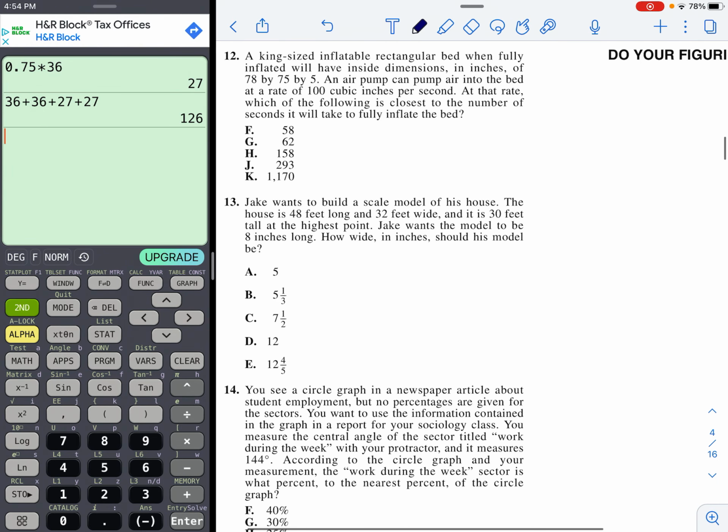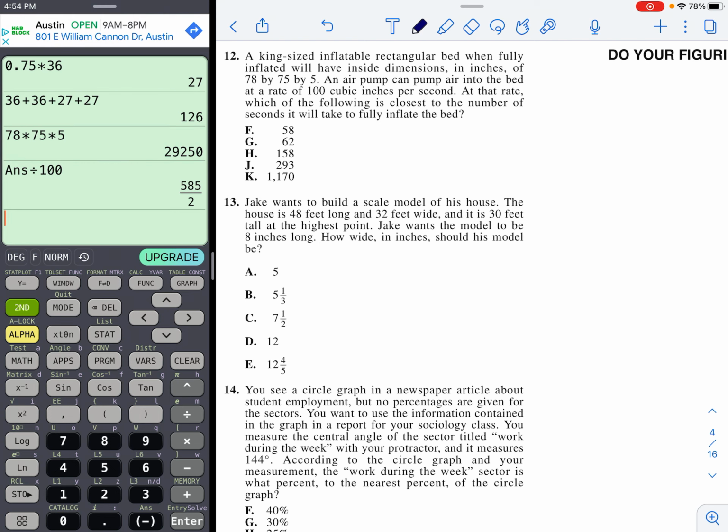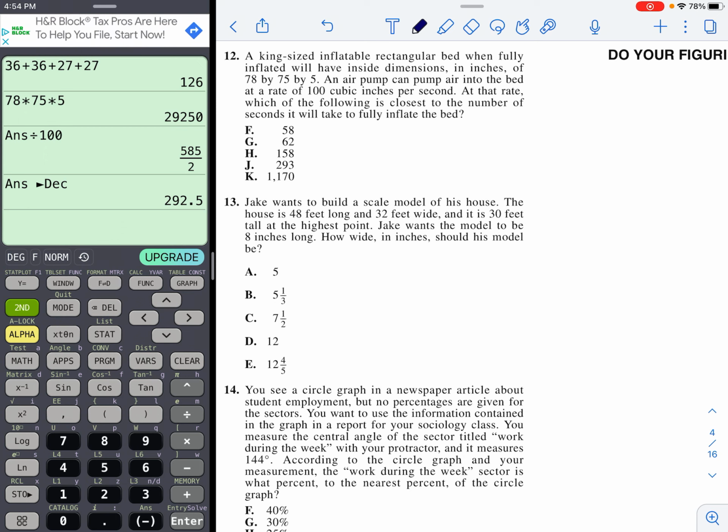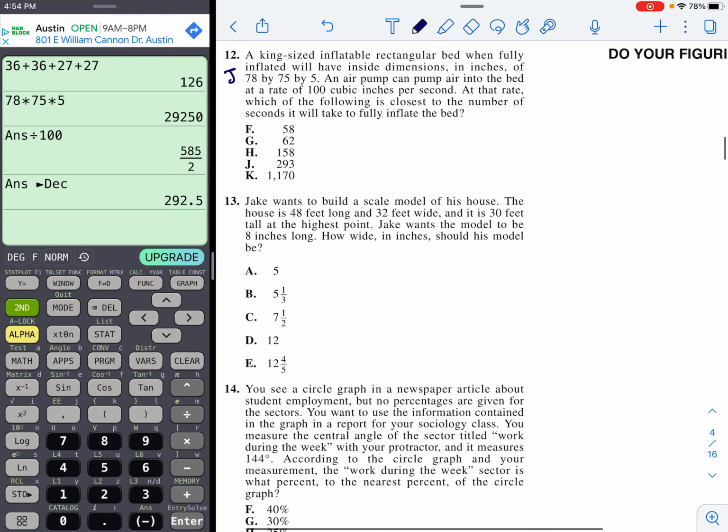Question number 12, king-size inflatable rectangular bed when fully inflated will have inside dimensions of 78 by 75 by 5. Air pump can pump the air into the bed at a rate of 100 cubic inches per second. How many seconds will it take to fully inflate? So the volume, 78 times 75 times 5, is 29,250, and we're going to divide that by the 100 cubic inches per second that this thing fills up. To the nearest number, this would be 293 seconds that takes.